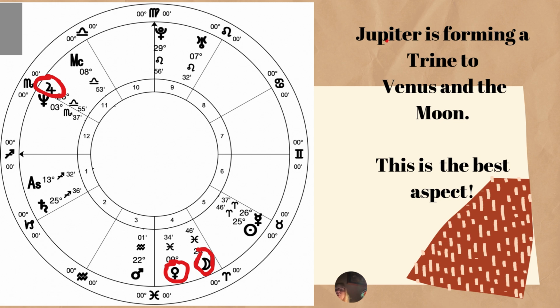Let's go over the other aspects. We have Saturn in the first house in Sagittarius, forming a sextile to Mars. We have Saturn forming a square to Venus and the moon. We have Saturn forming a trine to the Sun and Mercury.